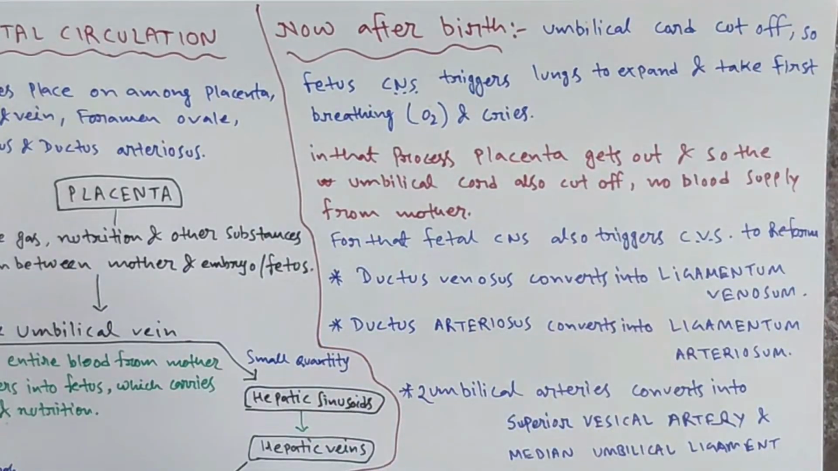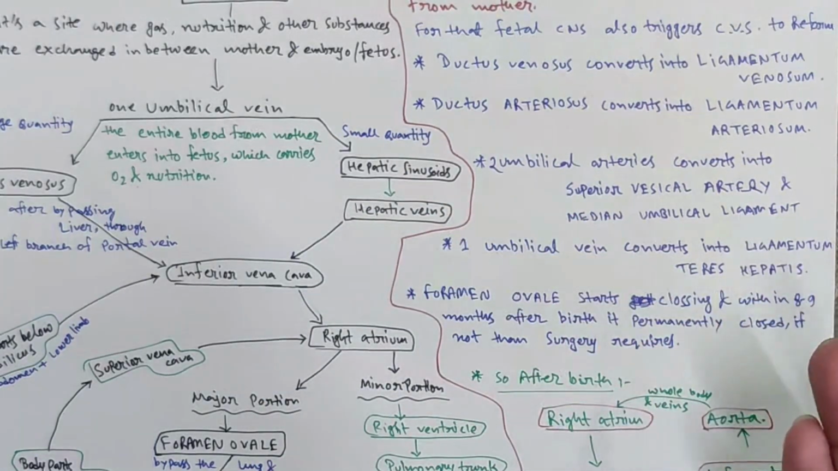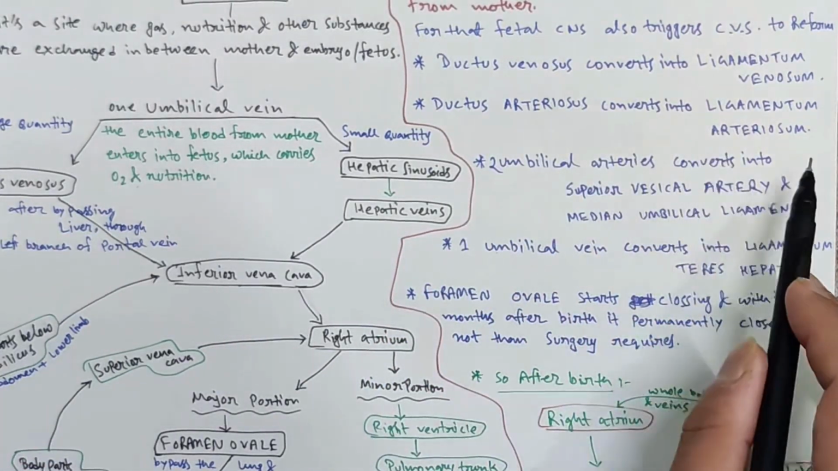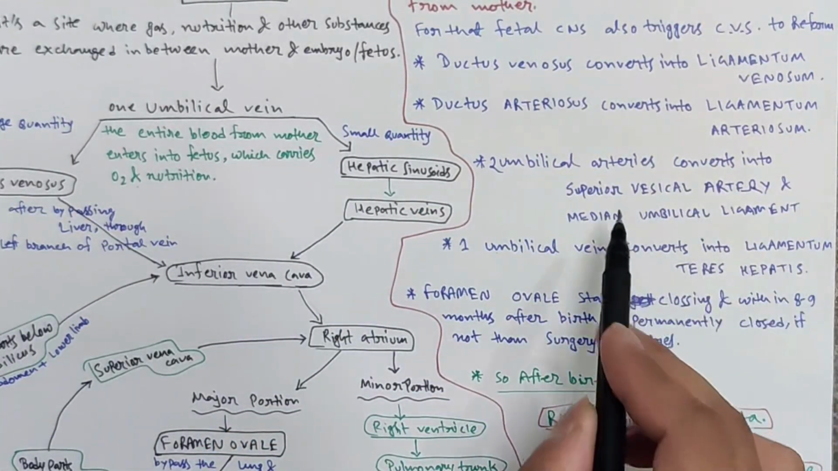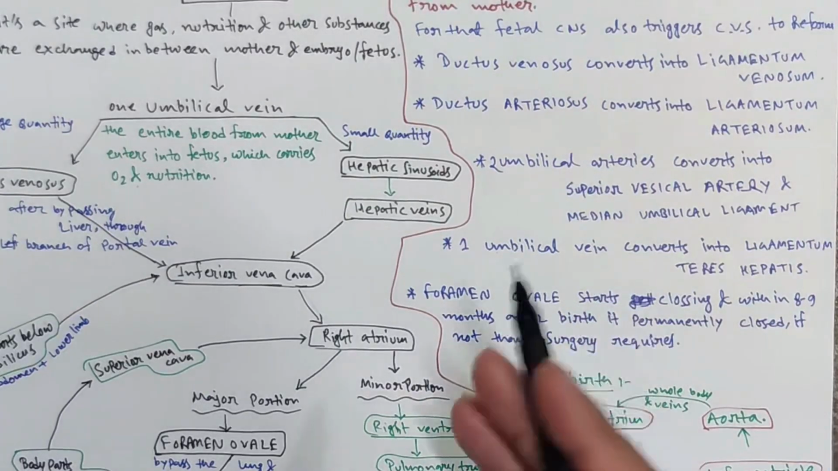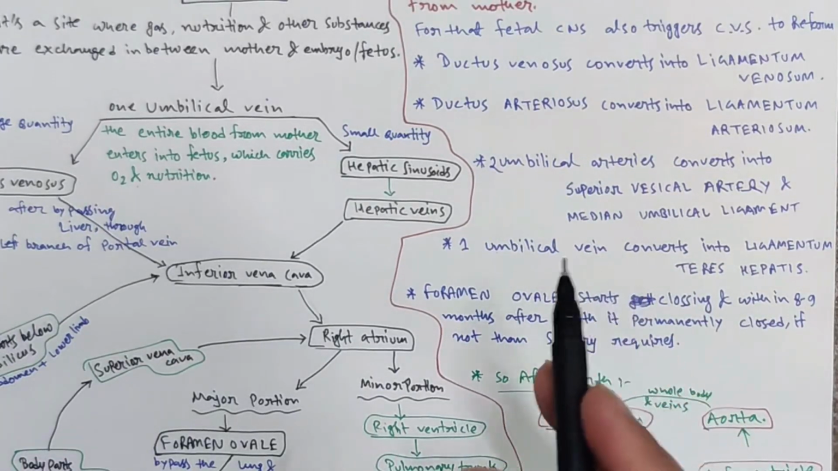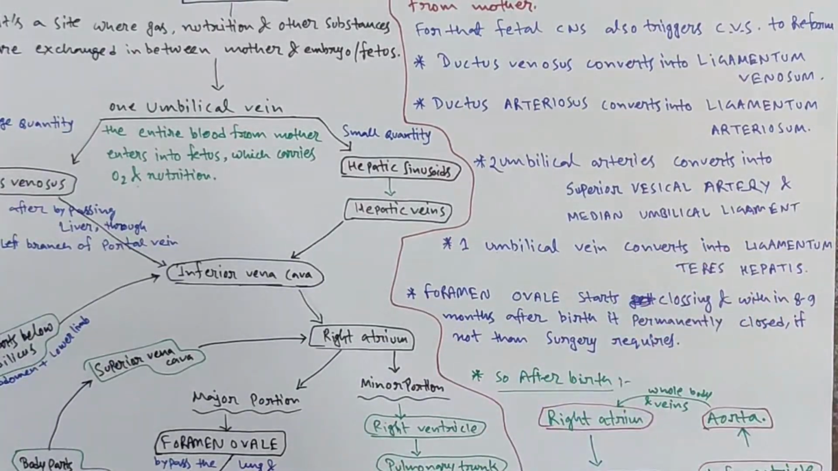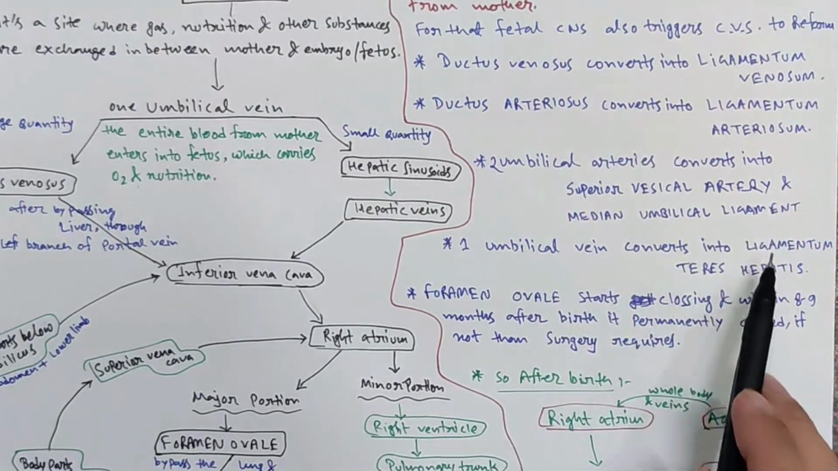The following process occurs. First of all, the ductus venosus converts into the ligamentum venosum, so the function of the ductus venosus closes. The ductus arteriosus converts into the ligamentum arteriosum, so the function of the ductus arteriosus closes. The two umbilical arteries convert into the superior vesical artery and median umbilical ligament. The one umbilical vein converts into the ligamentum teres hepatis. Try to understand: the umbilical artery and umbilical vein are present in the placenta, and a small amount is also present inside the baby. Whatever small amount is present inside the baby converts into the superior vesical artery, median umbilical ligament, and ligamentum teres hepatis.